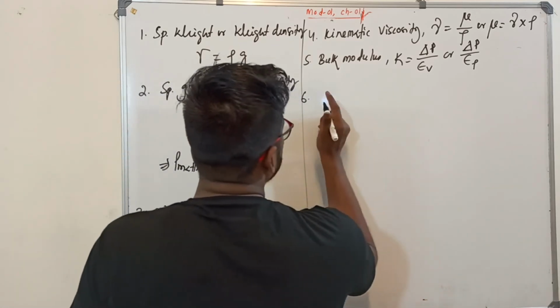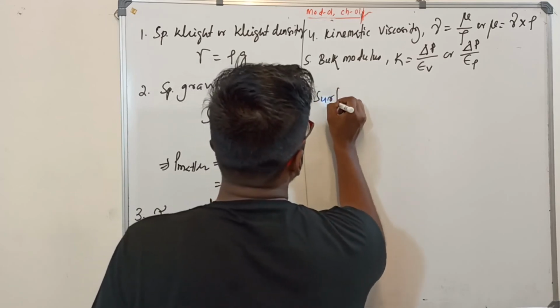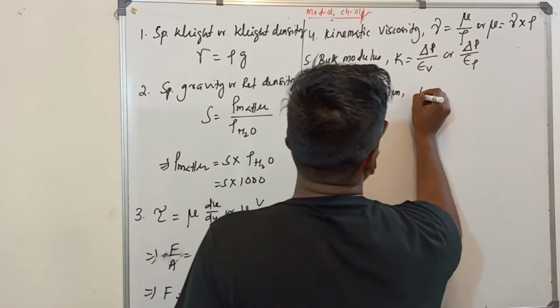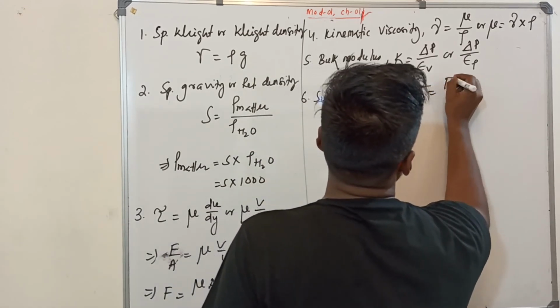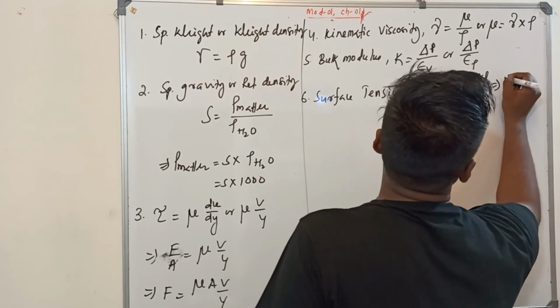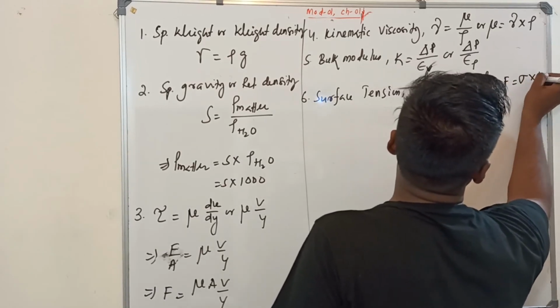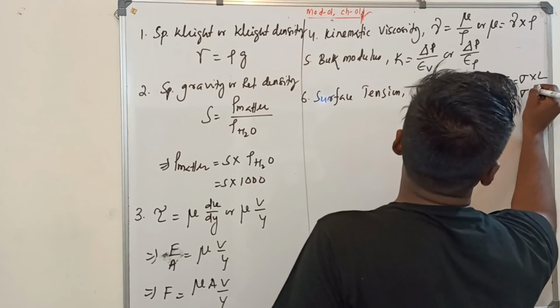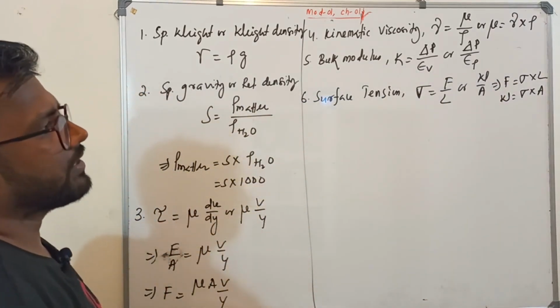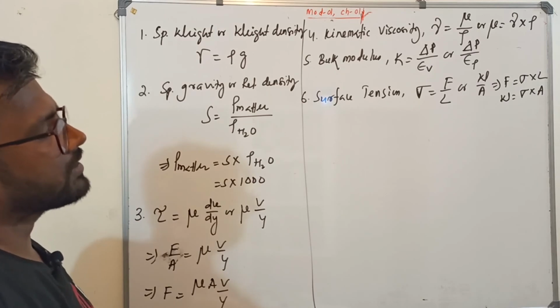We studied sigma, surface tension. That is sigma equal to F by L or W by A. This implies F is equal to sigma into L or W equal to sigma into A. This is what we have studied.